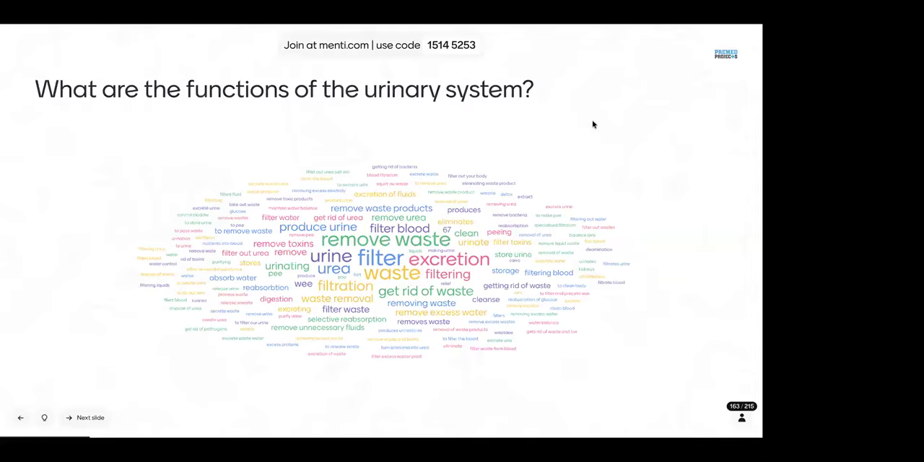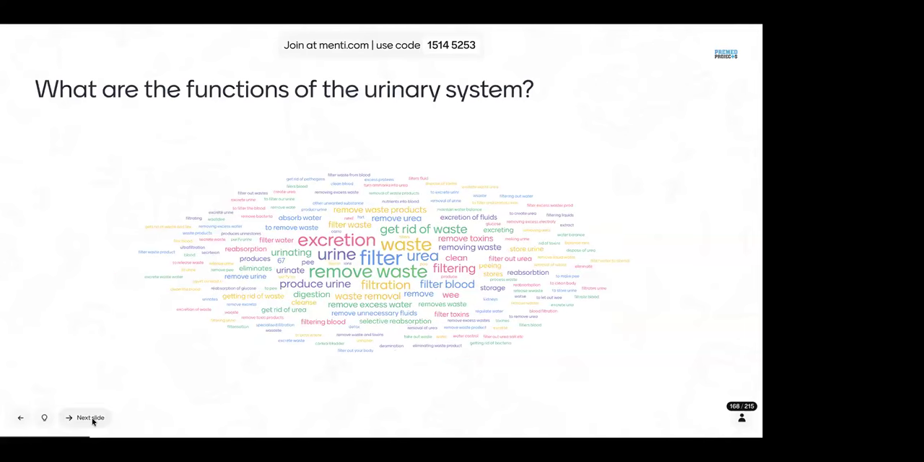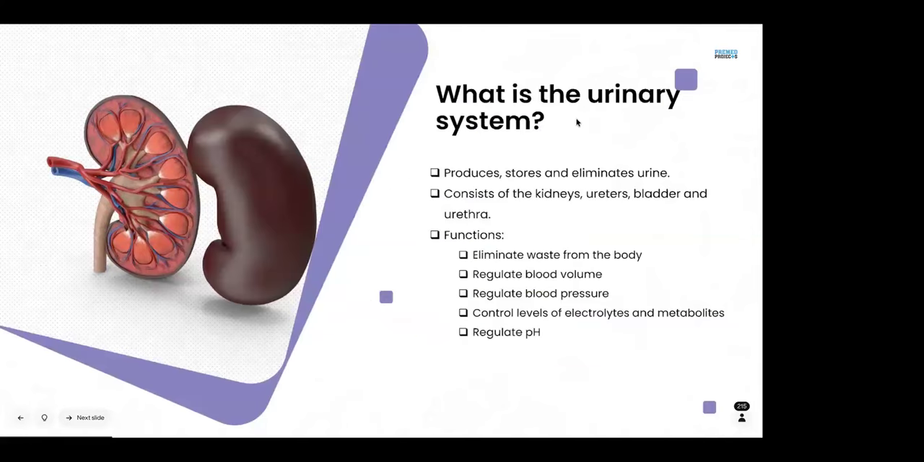Wow, so there's so many different answers, and I think you guys are very good. Well done. You got a lot of right ones, but the kidney actually has a lot of functions. Well, the urinary system does. The main function is it produces, stores, and eliminates urine. This is composed of the kidneys, the ureters, the bladder, and the urethra. And actually, the kidneys have extra functions as well. Not only do they eliminate waste from the body, they also help regulate blood pressure. They regulate blood volume, also control the levels of electrolytes and metabolites, and also regulate pH.